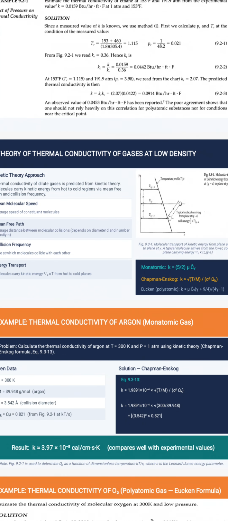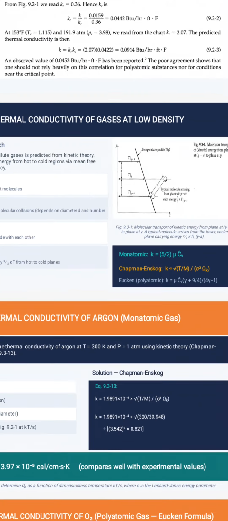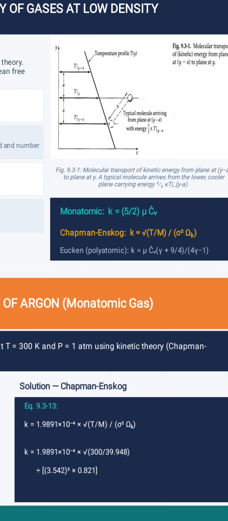Now for monoatomic gases, K is 5 by 2 mu times Cv, and according to the Chapman-Enskog equation, K is directly proportional to root T by m divided by sigma square into omega K.